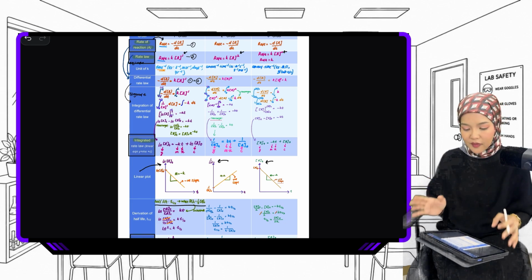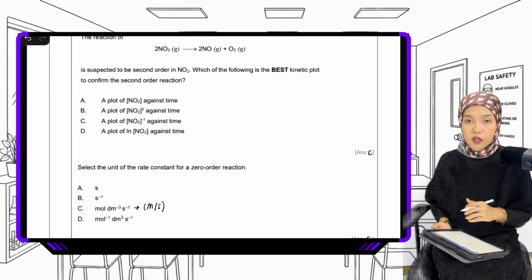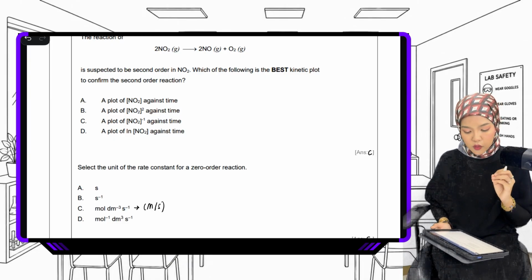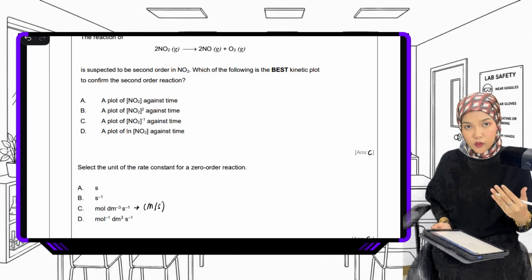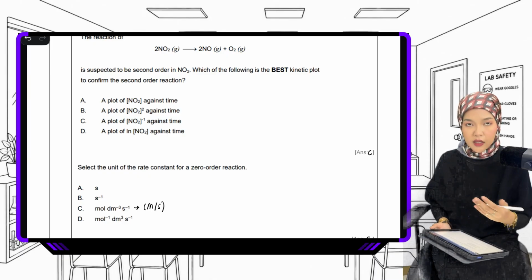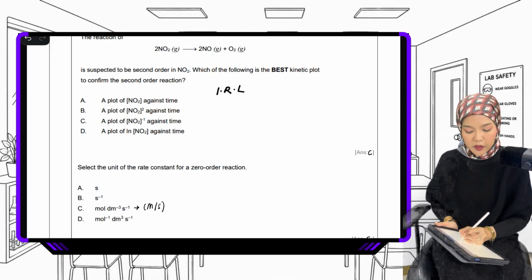Which of the following is the best kinetic plot to confirm a second order reaction? So if you want to plot, what is going to be the plot for the NO2 against the time? Okay, this question is asking about the integrated rate law.